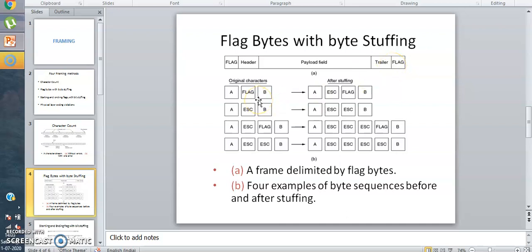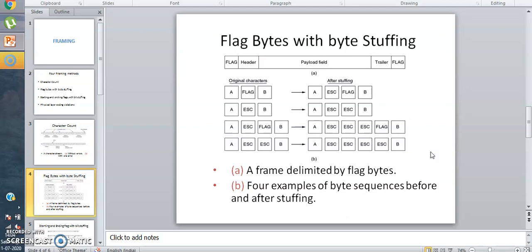In this way, if the receiver ever loses synchronization, it can just search for the flag byte to find the end of the current frame. 2 consecutive flag bytes indicate the end of one frame and the start of the next frame.